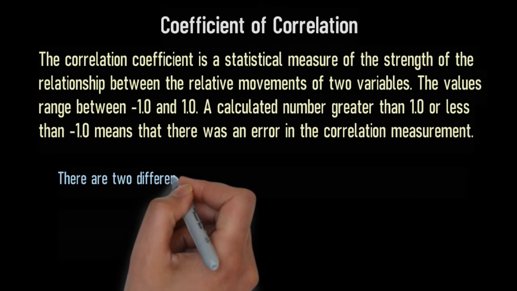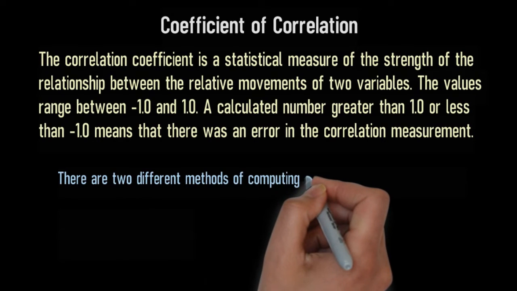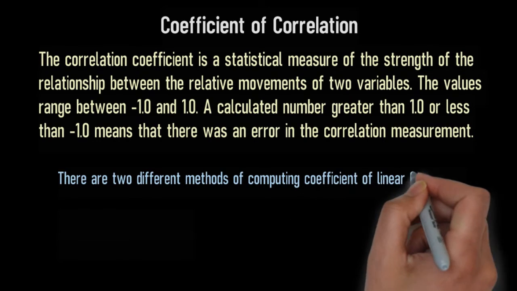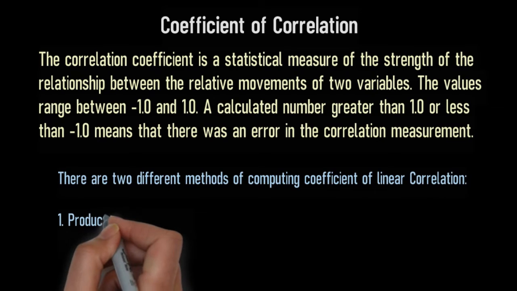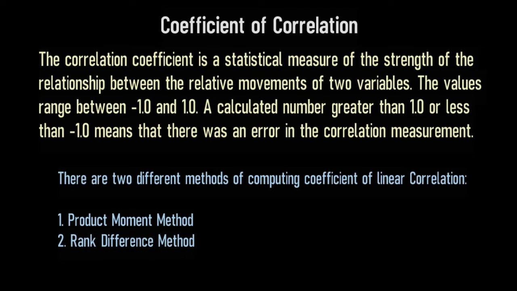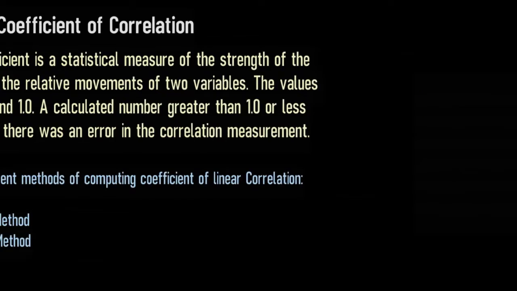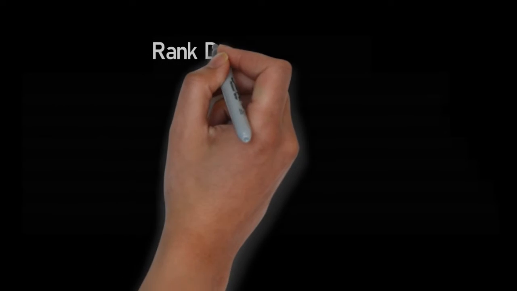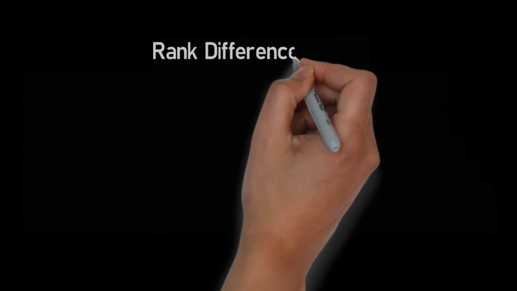There are two different methods of computing the coefficient of linear correlation: one, the product moment method, and two, the rank difference method. Today we are going to discuss the rank difference method.